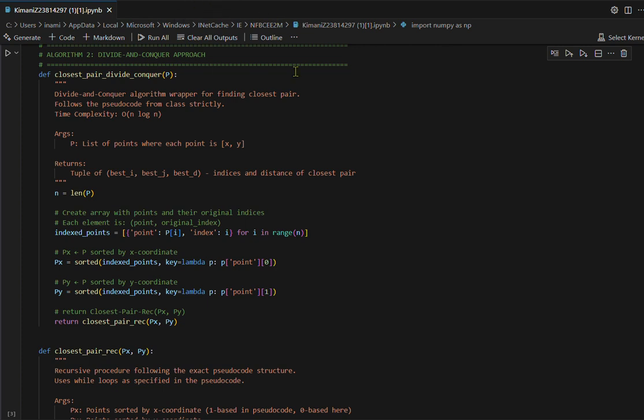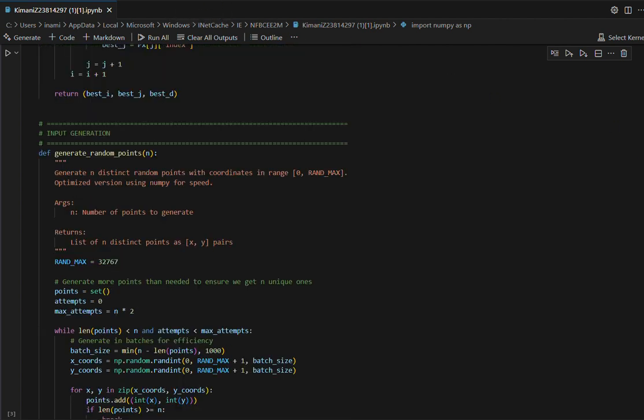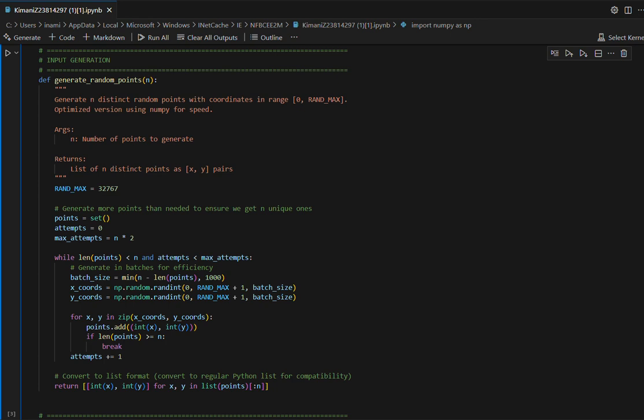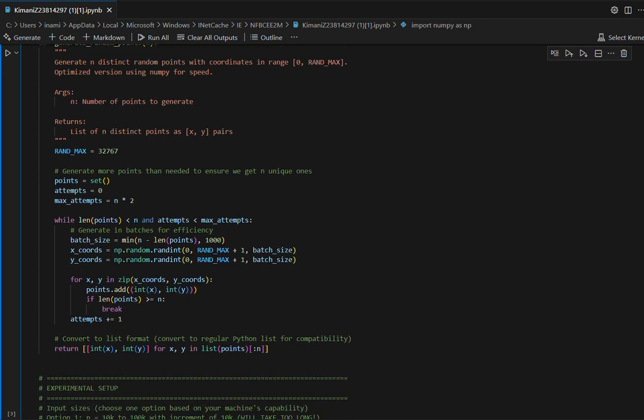One important fact to know about this method is that it reduces the growth to big O n log n because it halves the problem size at each recursive step. Next, I have a generator that produces random unique points for each test case.